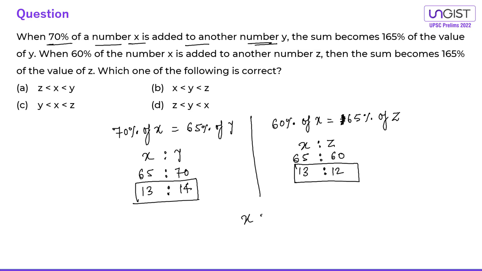So guys, here X is to Y is to Z are in the ratio 13:14:12. So assume the value of X is 13, the value of Y is 14 and the value of Z is 12. So Y is the maximum, Z is the least, and X is in between. Y is the maximum and Z is the least. So option A, Y is maximum, is the correct choice. All right, everyone, fine. Now let's move to the next question.